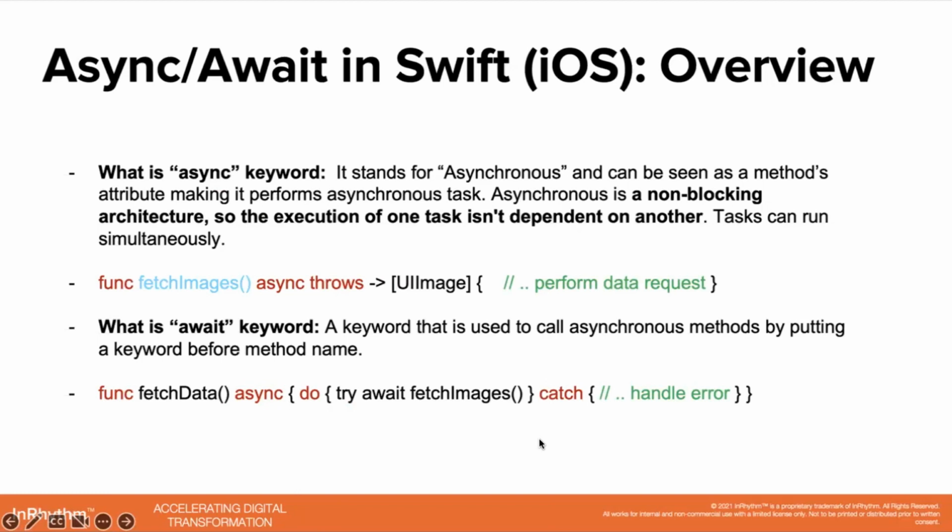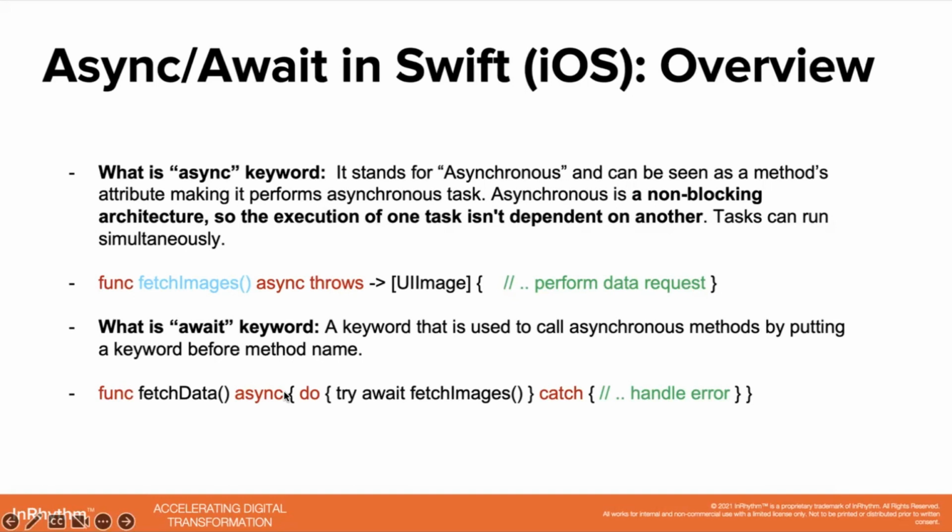So basically, async is a keyword introduced in Swift, which stands for asynchronous and can be seen as a method attribute, making it perform asynchronous tasks. What is asynchronous? Basically, asynchronous is a non-blocking architecture where you can execute multiple tasks without depending on one another, and those tasks can still run simultaneously on the system by sharing the thread.